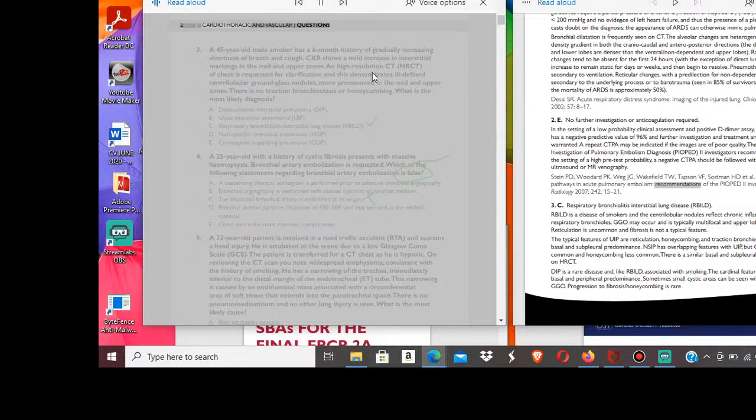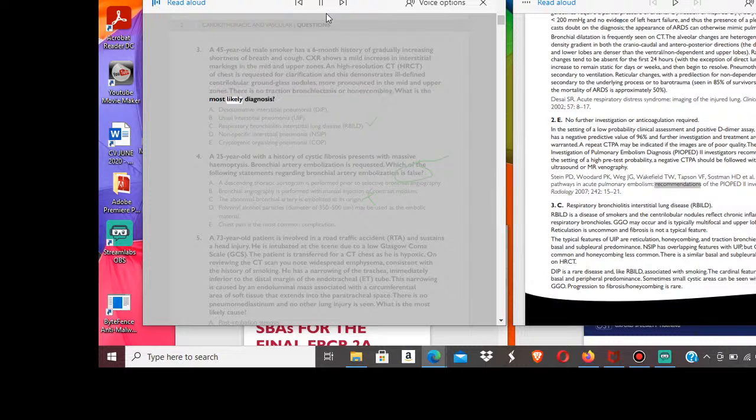Two cardiothoracic and vascular questions. 3. A 45-year-old male smoker has a 6-month history of gradually increasing shortness of breath and cough. CXR shows a mild increase in interstitial markings in the mid and upper zones. A high-resolution CT, HRCT, of chest is requested for clarification, and this demonstrates ill-defined centrilobular ground glass nodules, more pronounced in the mid and upper zones. There is no traction bronchiectasis or honeycombing.